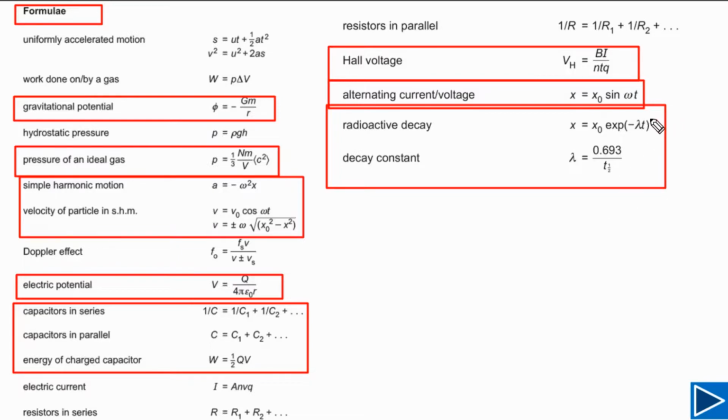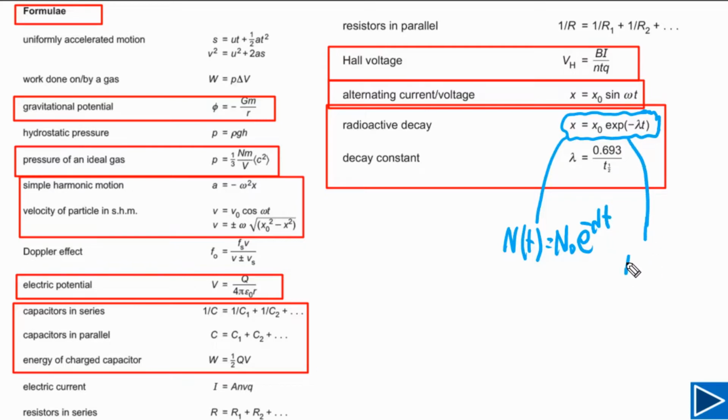So let me highlight this formula. It's a very important one. Let me explain this one a little bit. Here, for example, the x you can replace with N, the number of nuclei. So this you can write down: N will be equal to N naught times e to the power of negative lambda t. X you can also replace with activity. So we can also say activity at any given time will be equal to initial activity times e to the power of negative lambda t. So x you can replace with N, or you can replace x with A.